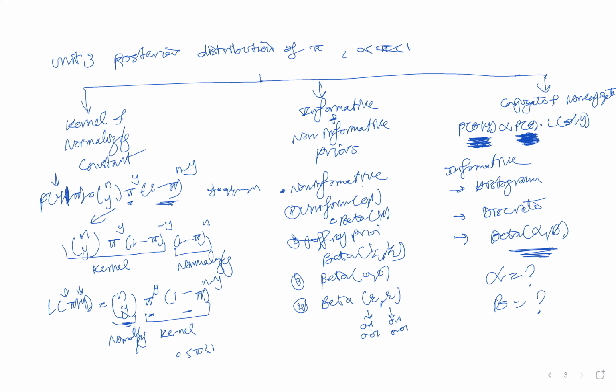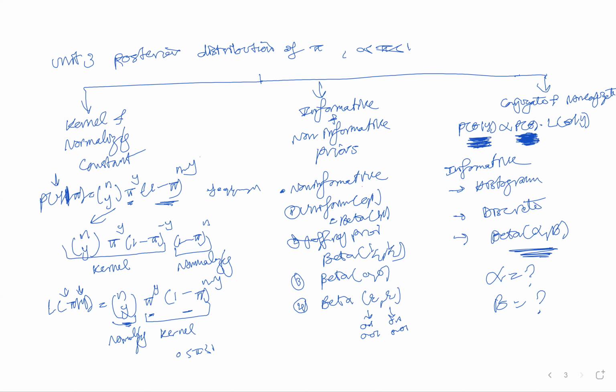The conjugate can be informative or non-informative. The non-conjugate can be informative or non-informative. So there is a difference between informative and non-informative, and conjugate and non-conjugate. Informative means it has some information. Non-informative means it doesn't have information or has very little information. Conjugate means the posterior and prior are from the same family: both normal, both beta, both gamma, and so on. Non-conjugate means they are from different distributions: one is normal, one is gamma, and so on.